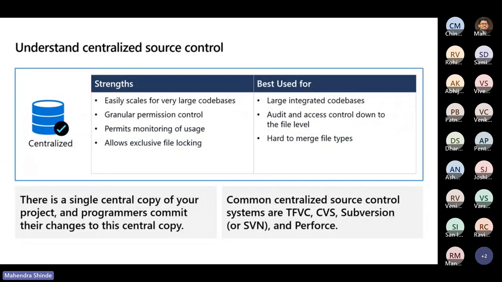These are the two types of source control systems, centralized and decentralized. Centralized are SVN, TFVC, and CVS. Is there anybody here who has worked with SVN or any other centralized version control system?